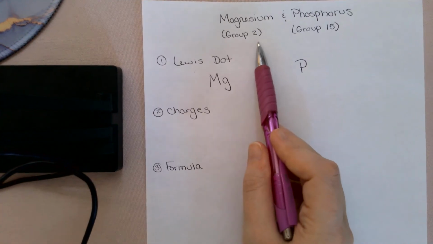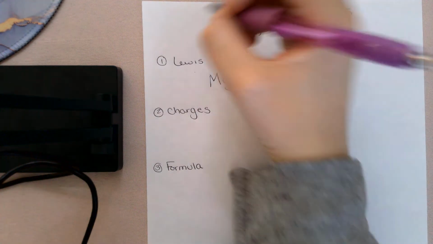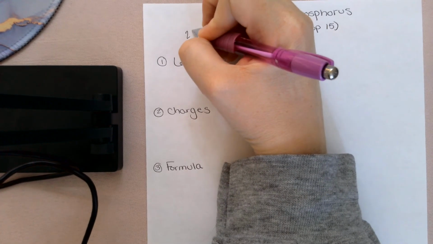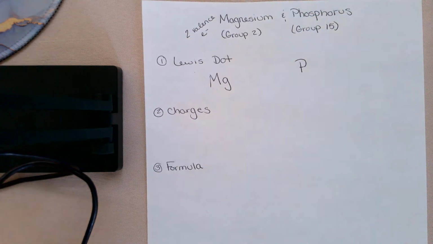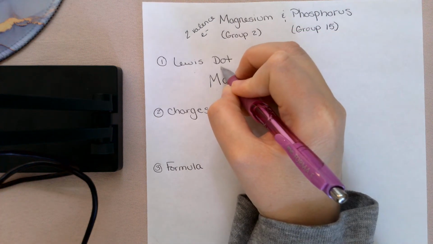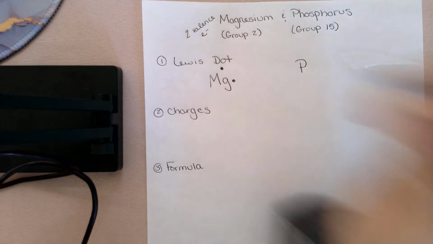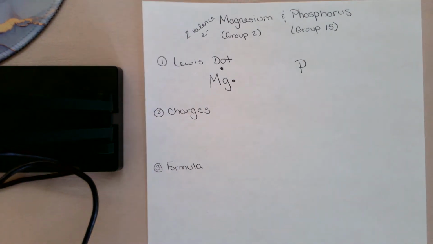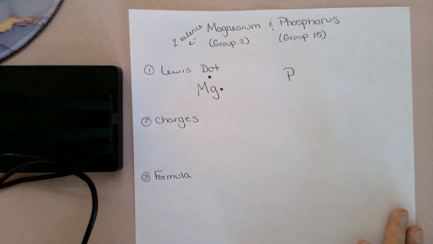Okay? Magnesium is in group 2, so magnesium has 2 valence electrons. So I'm going to go ahead and draw my valence electrons. 1, 2. And there is that Lewis dot for magnesium. Okay? Now let's do the same for phosphorus.